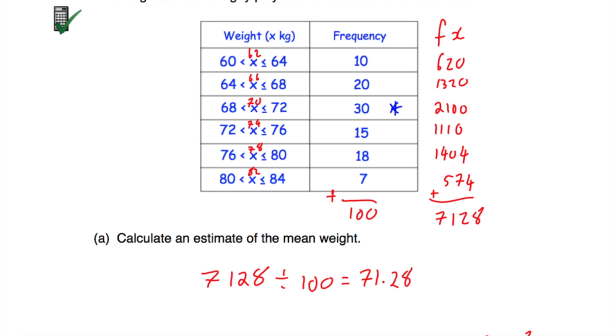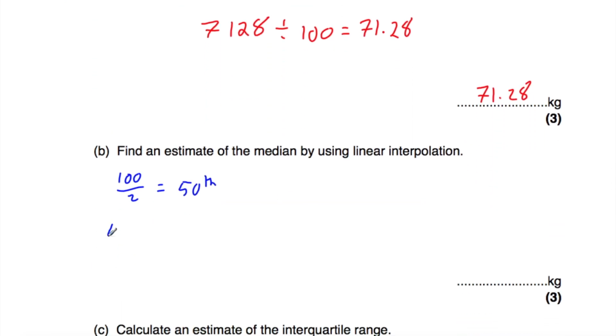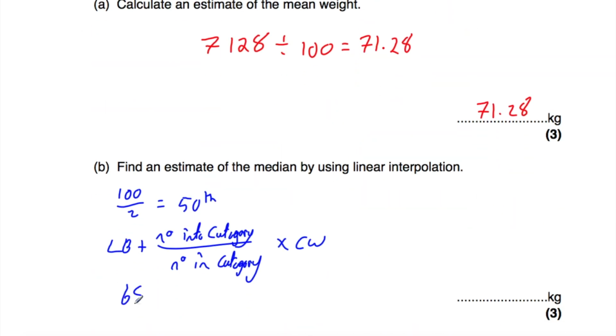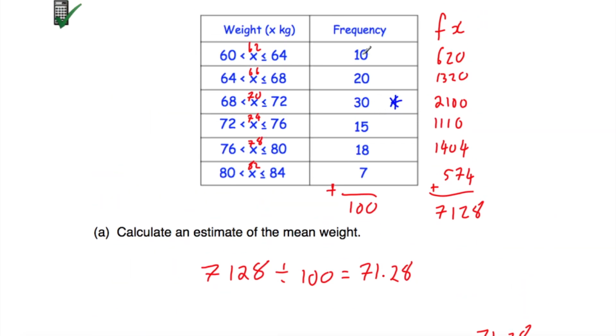Okay, so let's write down our formula for linear interpolation. So we've got the lower bound plus the number into category over the number in category times the class width. So let's go back up to that class interval again. So the lower bound would be 68, so 68 plus the number into the category. So we're looking for the 50th value, 10, another 20 would be 30. So we need to go another 20. So we need to go 20 into that category.